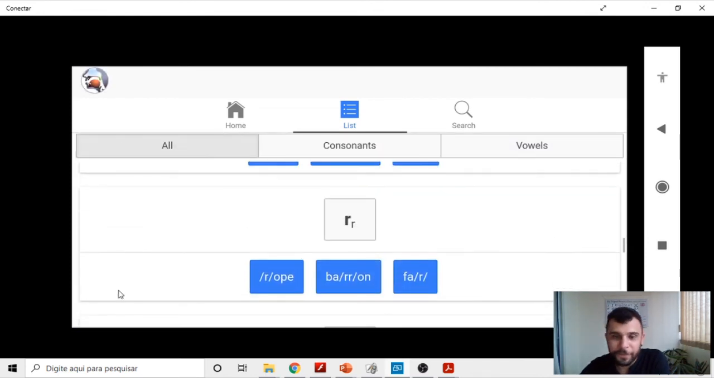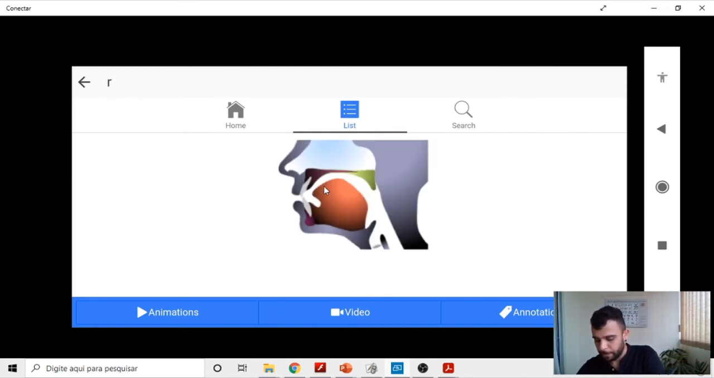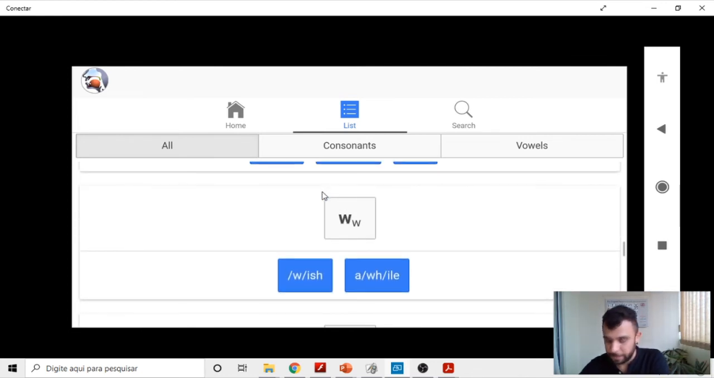And then you will have that sound. Rope. Far. Take a look. You will have the front part of your tongue approaching but not touching your hard palate. Okay? And then we have the semi-vowels.